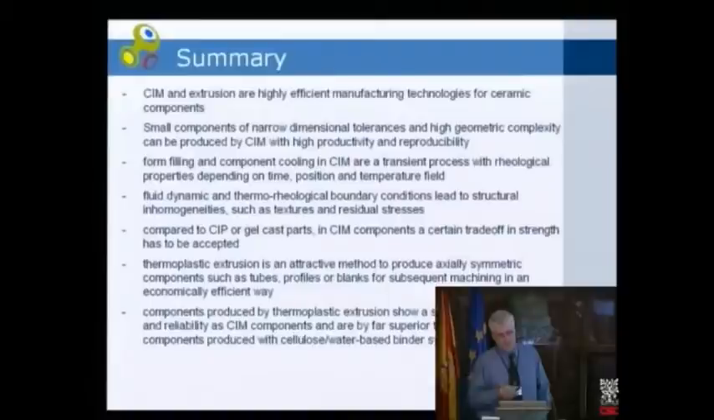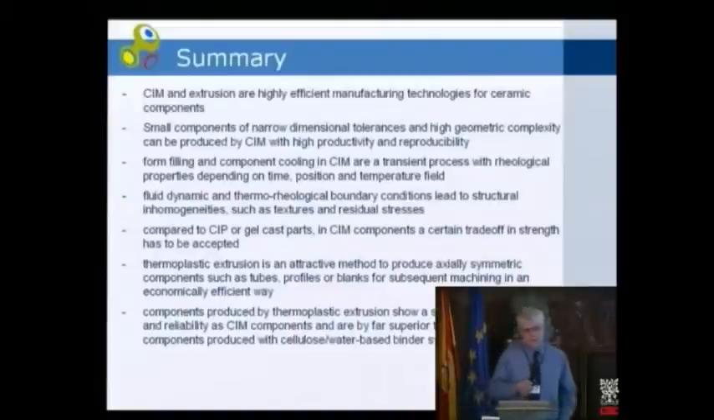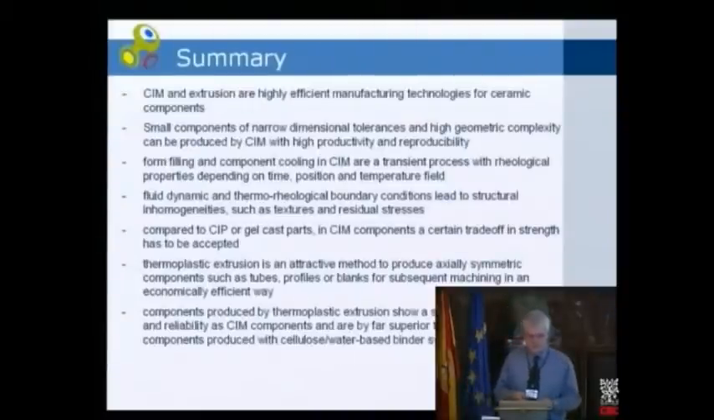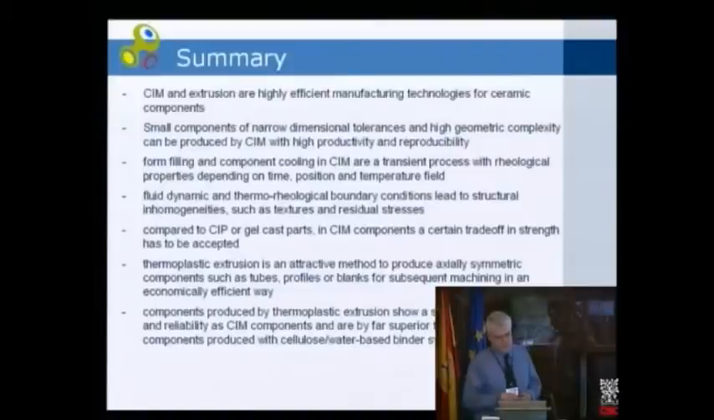The fluid dynamic and the thermorheological boundary conditions lead to structural inhomogeneities, such as textures and residual stresses, which you cannot avoid. So compared to, for example, cold isostatic pressing or gel cast parts, in ceramic injection molding produced components, you have to suffer a certain trade-off in strength, which has to be accepted. This is the price you pay for the mass production capability.